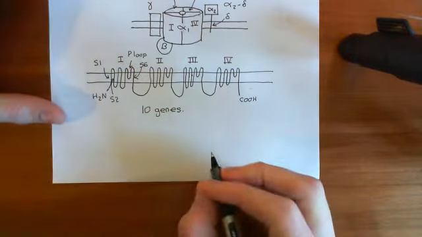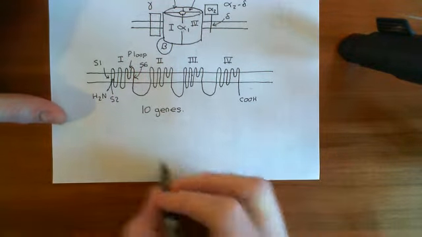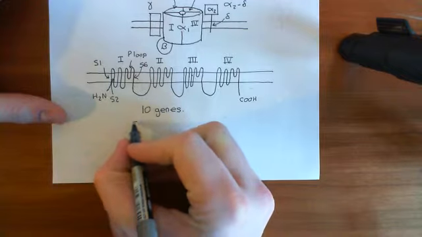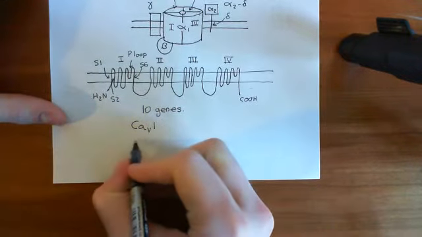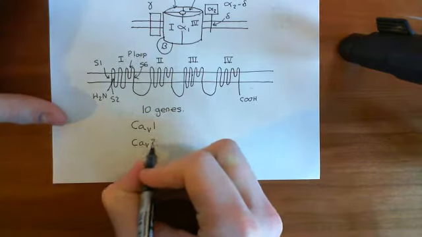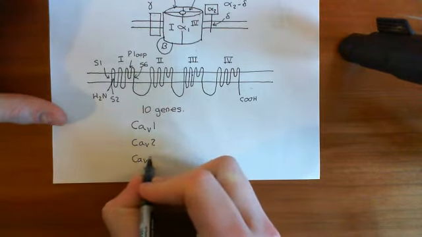Okay, so what are these? Well, basically, we group them into families, and there are 3 families that we group them into. And we group them into the CAV1 family, the CAV2 family, and the CAV3 family.